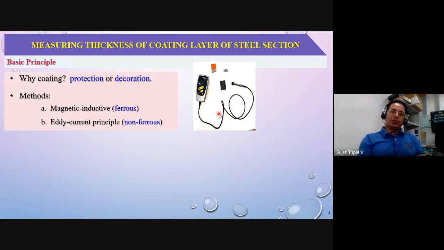So if we want to find the thickness of the coating layer, then we have 2 methods, 2 principles. That is the magnetic inductive method, which is also called the Ferrous method. And the next one is the eddy current principle, which is also called the non-Ferrous method. Here you can see the equipment. This is for the Ferrous method.